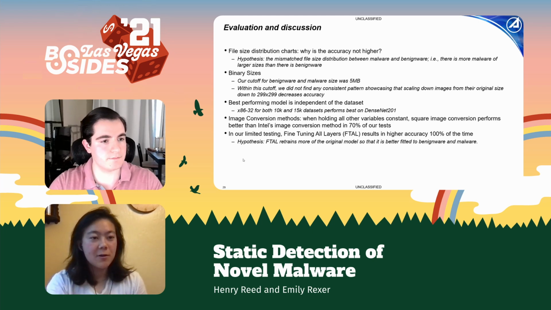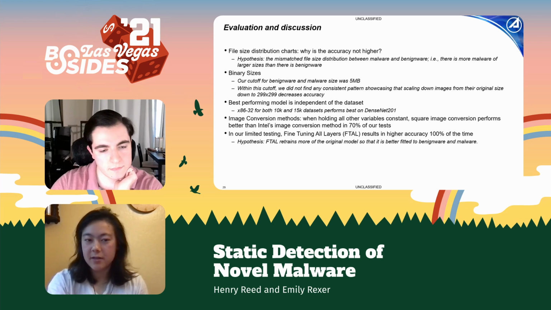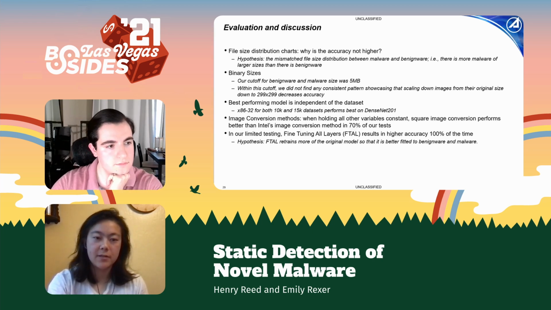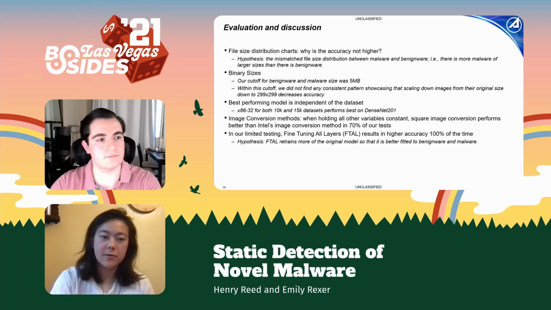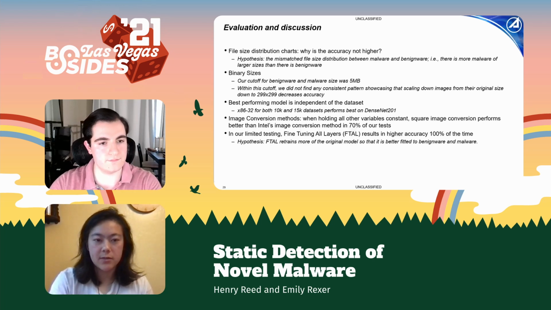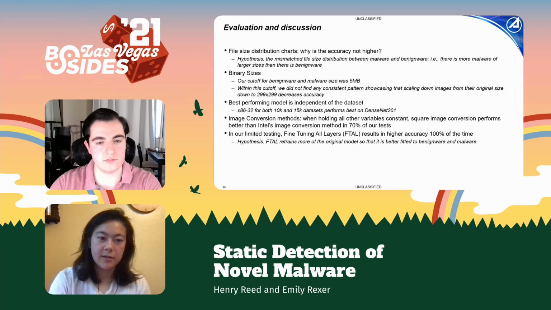Yep. So we also found generally that the best performing model is independent of the data set. And so we found that DenseNet 201 performed best for both the 10K and the 15K data sets. In terms of image conversion method, we found when we hold all other variables constant, that our Square image conversion method performs better than Intel's conversion method in about 70% of our tests. And we're working on running more tests for this.